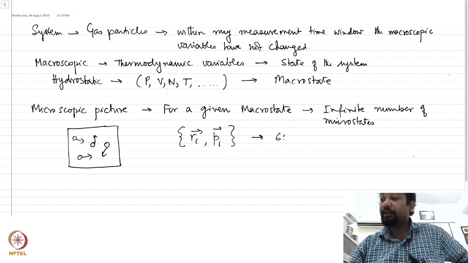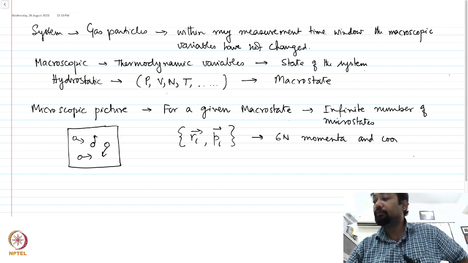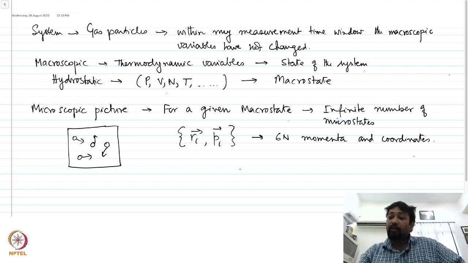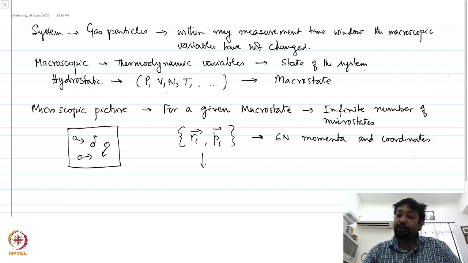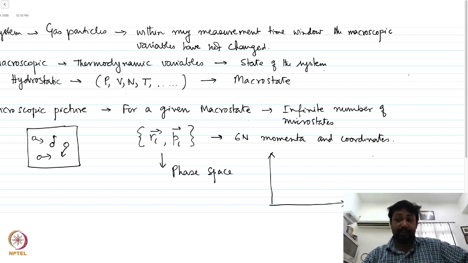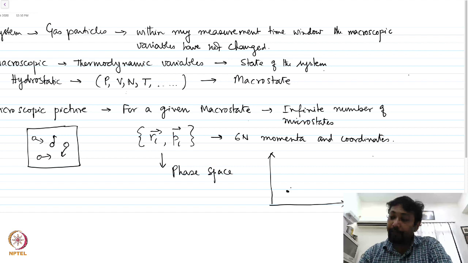There are 6n momenta and coordinates. Now you know that such a space which is made by the positions and the momenta is what is called the phase space. You have studied this in your classical mechanics. In the phase space, this is a six-dimensional space, but if I can visualize it, at any instant of time your macrostate is fixed. You have not changed any of these variables, but your microstate, which is comprised of the positions and momenta, forms a point in your phase space.